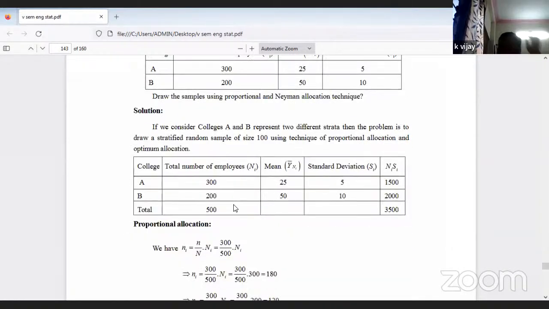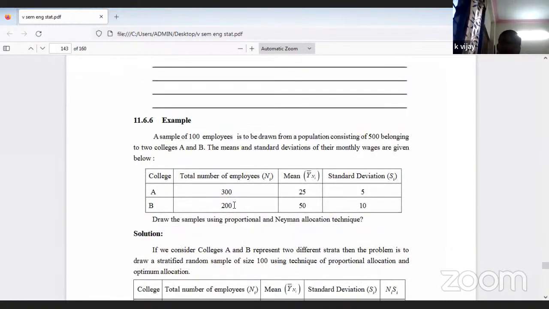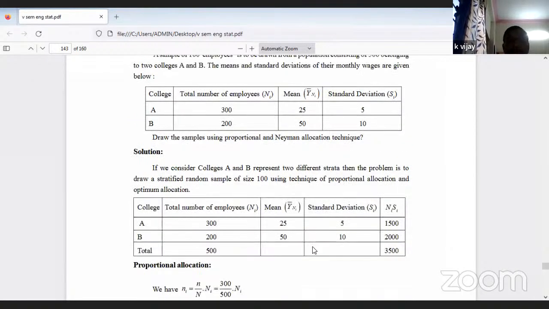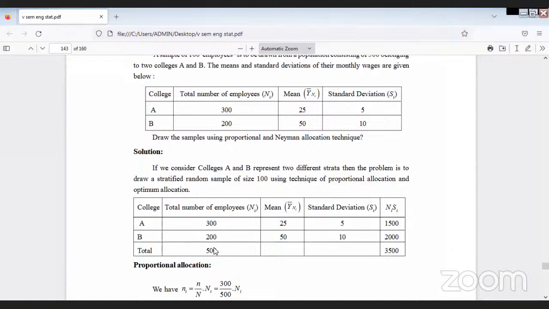One example we can see here. A sample of 100 employees is to be drawn from a population consisting of 5,000 belonging to two colleges. The standard deviations are given: 300, 25, 5, 250, 10. The samples are drawn by proportional and Neyman allocation techniques. See here, all of you. 300 A and B. How much total? 500, sir. Very good.